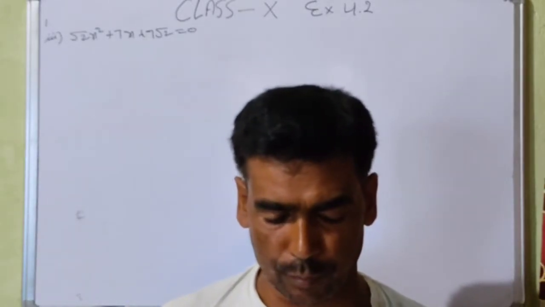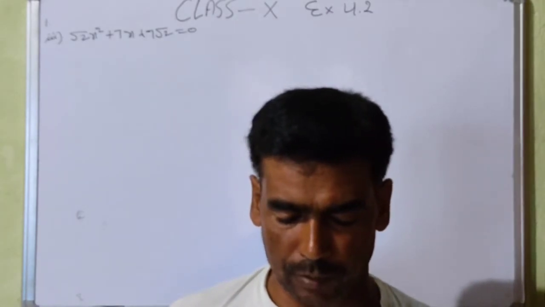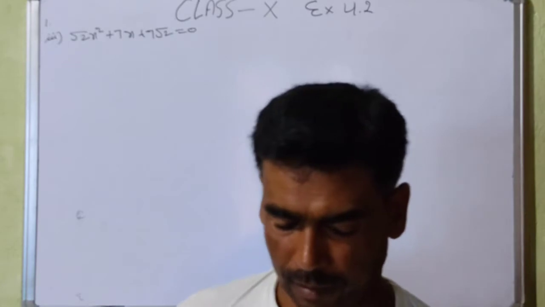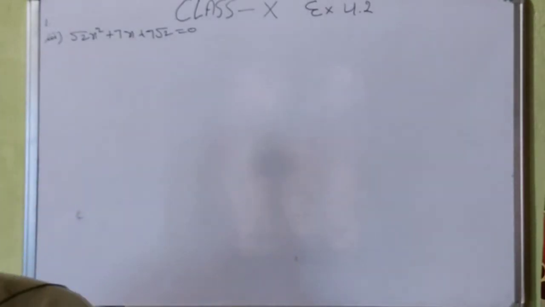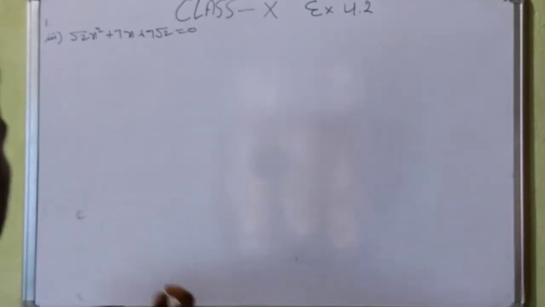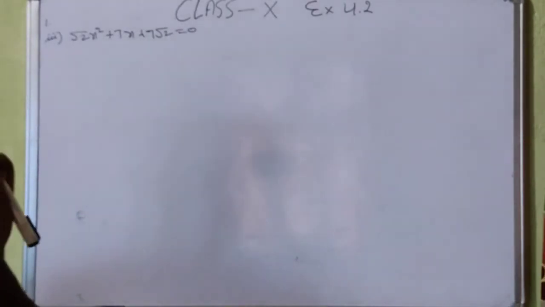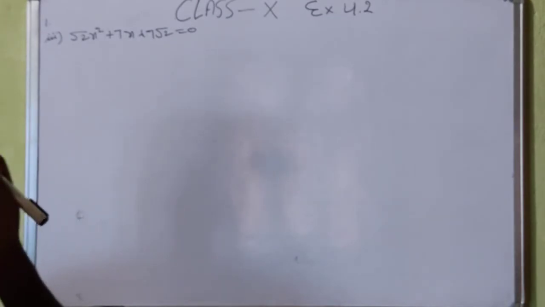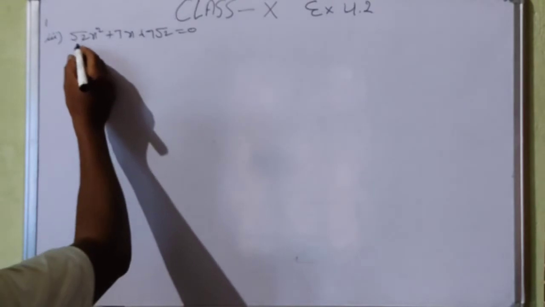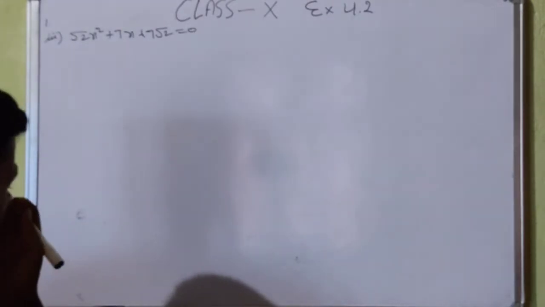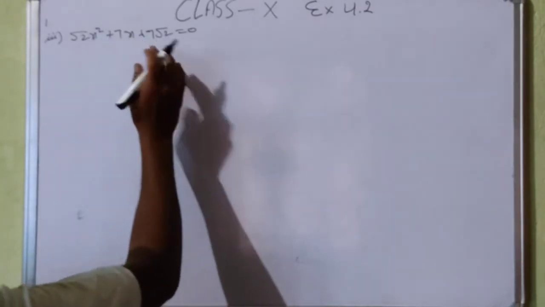Exercise 4.2. First question. Find the roots of the following quadratic equation by factorization. The first part and second part you can do. See the third part. First of all, we will multiply this one and this one.